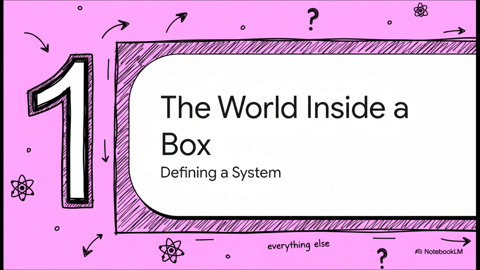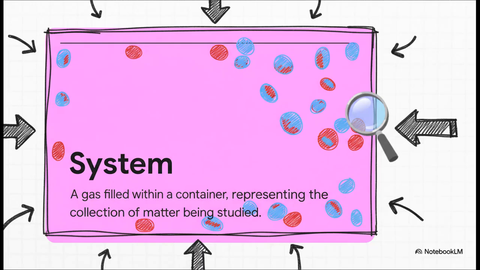Okay, so to even start, we have to draw a boundary. You know, in science, you can't just study the entire universe all at once. You've got to define exactly what piece of it you're looking at. You have to create what we call a system. And that's all a system is. It's our little world in a box. For what we're doing today, our system is just the gas molecules trapped inside that container. Everything that happens with those molecules, that's what we're interested in.